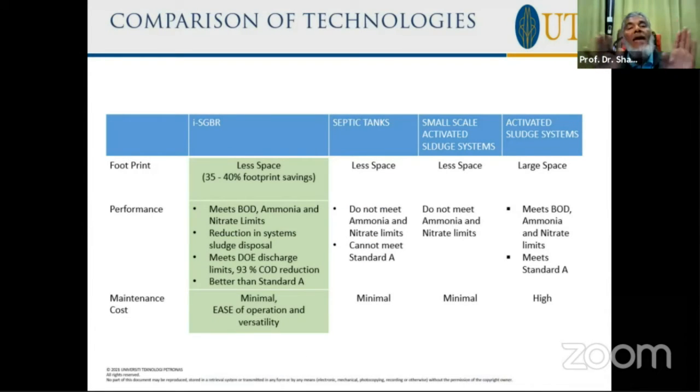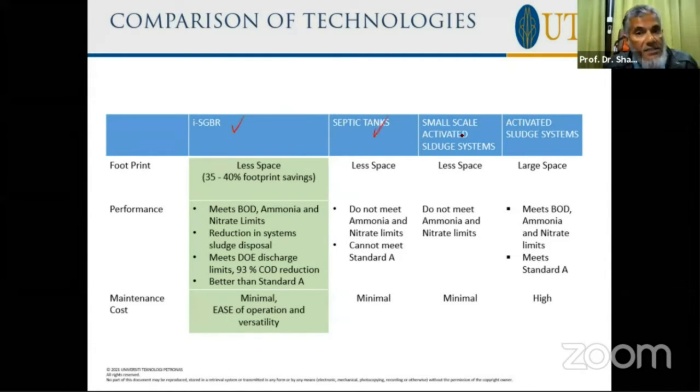Here we compare the technologies: the ISGBR product, septic tanks, small scale activated sludge systems, and large scale activated sludge systems. In this case, you're going to have 35 to 40% footprint savings. The performance is meeting Standard A. In fact, it's better than Standard A. Maintenance costs are minimal, with ease of operation and versatility.